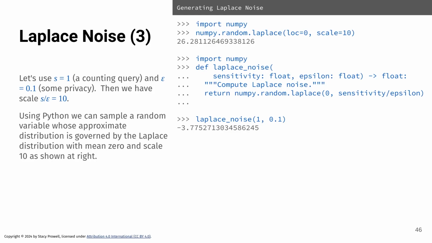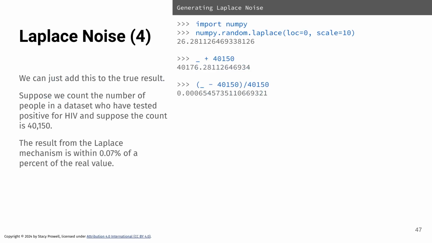I could write a function to do that, and in fact, I did. There's a function right there for Python. Define Laplace noise to take a sensitivity and an epsilon. I just center it at 0, use the scale factor of sensitivity divided by epsilon, and return it. So now I can say Laplace noise 1 and 0.1, and I get back a number. And we just add it to the result.